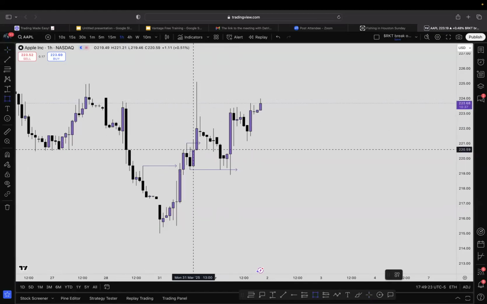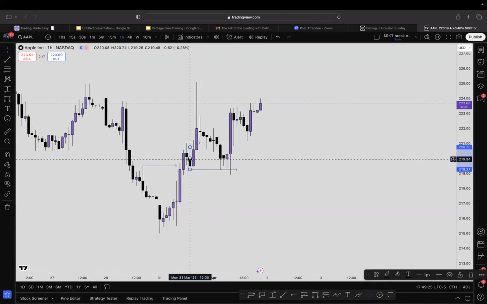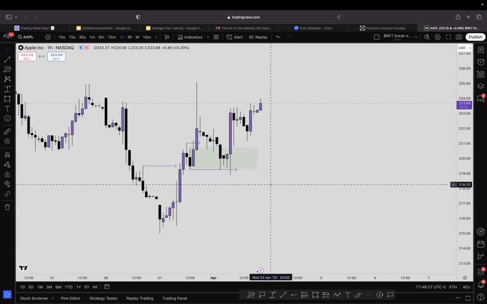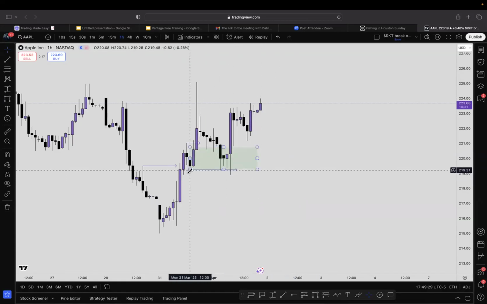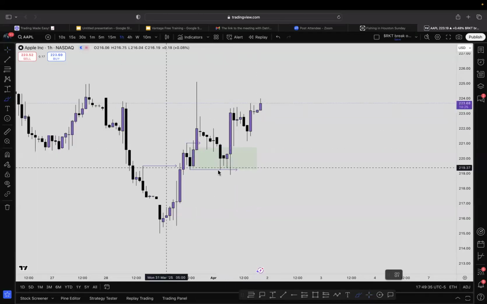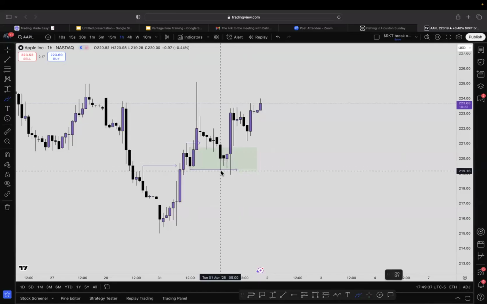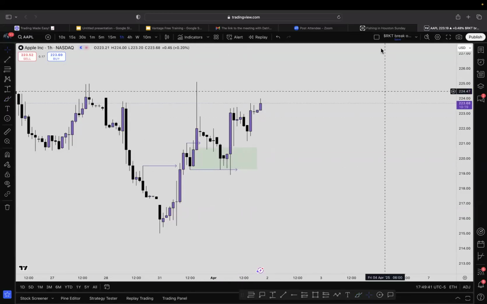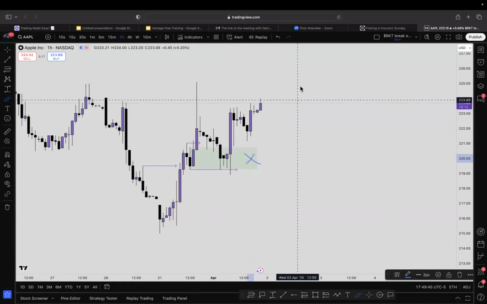Now since we have a structure break, that means this area here is a demand zone. Now when you have a first low at the bottom of your demand, chances are price is going to break it, which does what to our demand zone? When price breaks demand, what does that do to it? Yep, it invalidates it. So therefore, this one is not valid.